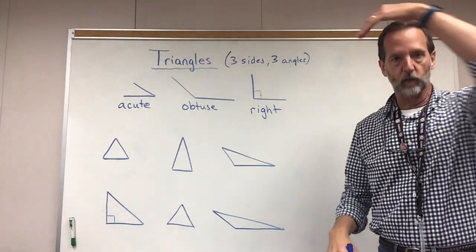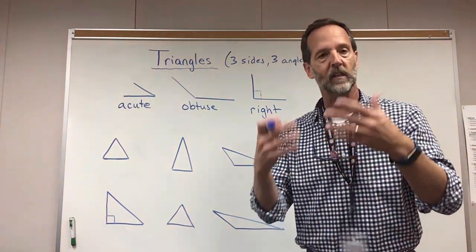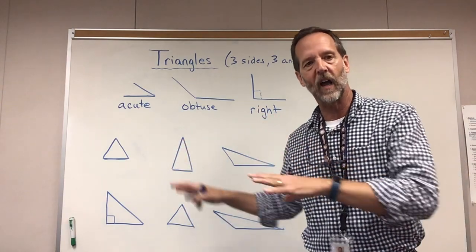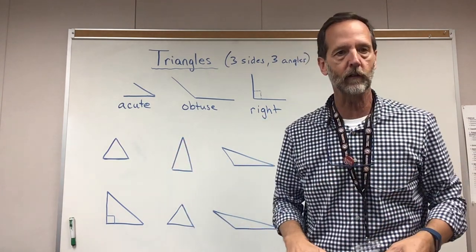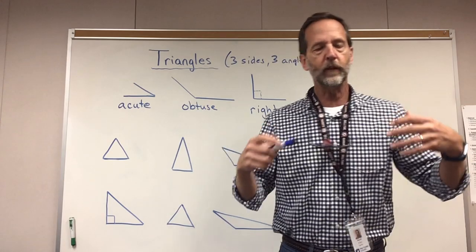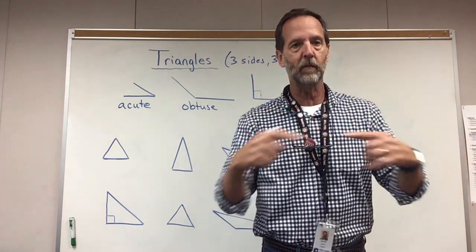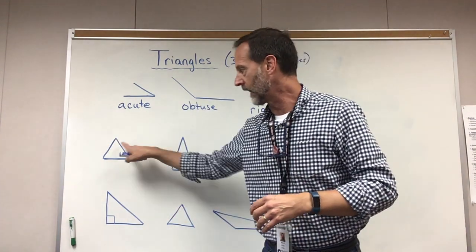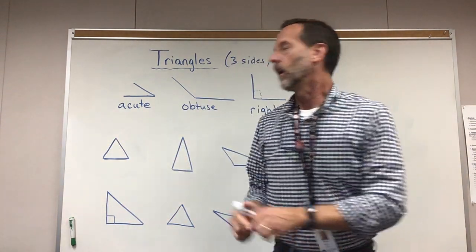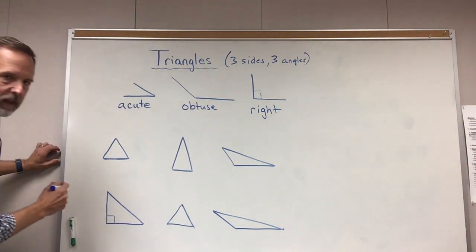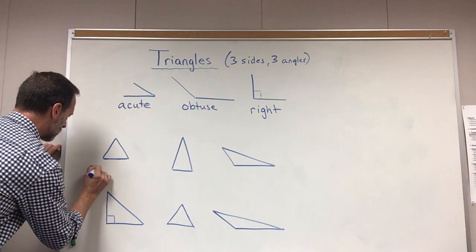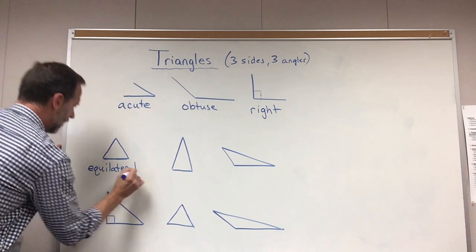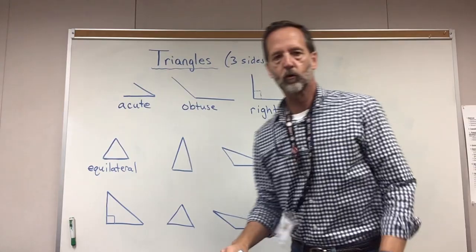Now we can name triangles based on two things. We can name them based on their sides, or we can name them based on their angles. And we're going to start with the sides. Okay? There are three sides to every triangle. If you have all three sides that are the same length, then that gives the triangle a specific name, like this one. All three sides are the same. All right, this is called an equilateral triangle. Okay, that is an equilateral triangle.